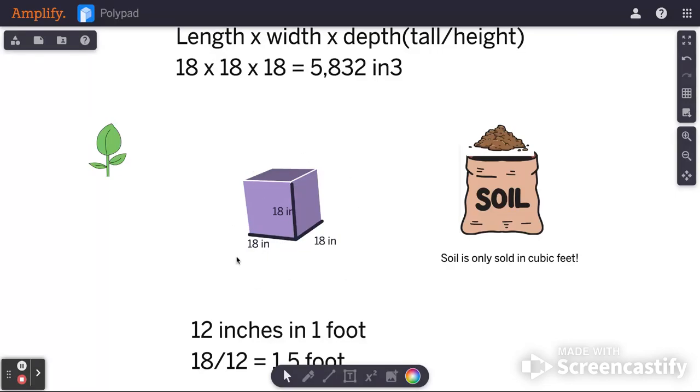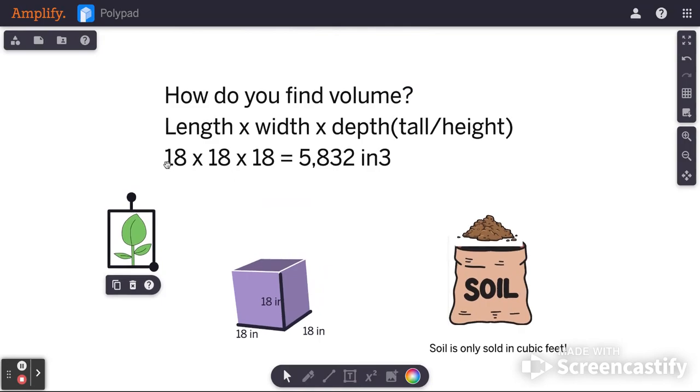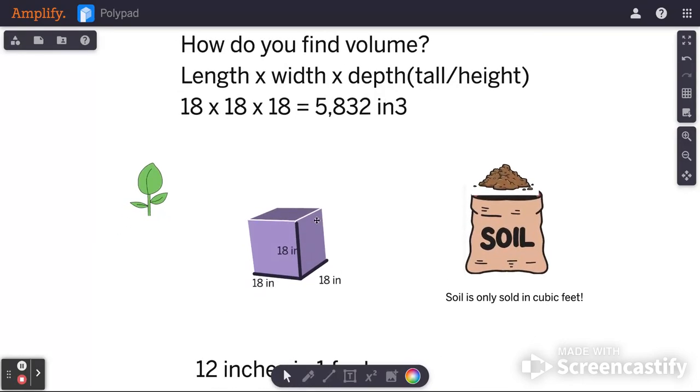because this is a pot. I'm going to plant a plant in my pot, and I need to figure out how much soil I need. So first I'm going to measure my pot, and it's 18 inches by 18 inches by 18 inches. So it's a length, width, and a depth, which is how tall or its height of this pot. So if I figure out the cubic inches of this pot, I would do my 18 inches times 18 inches times 18 inches, which gives me 5,832 inches cubed.